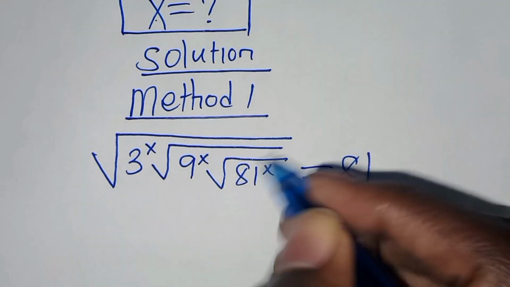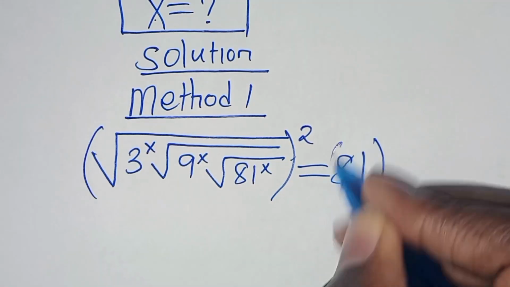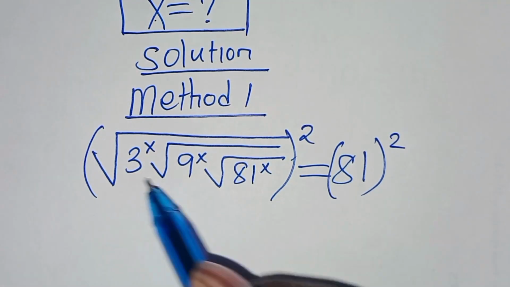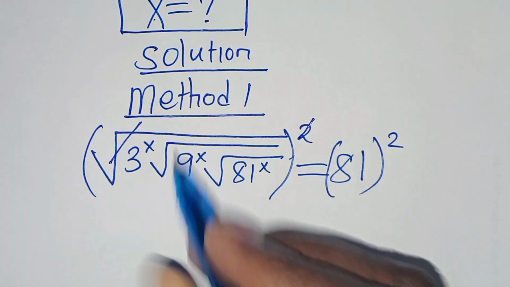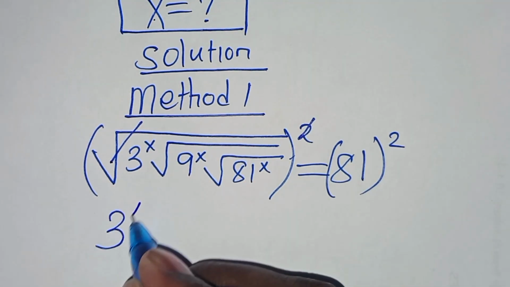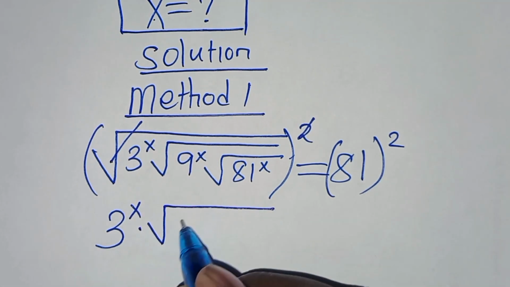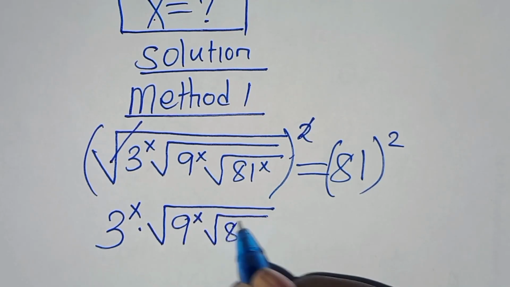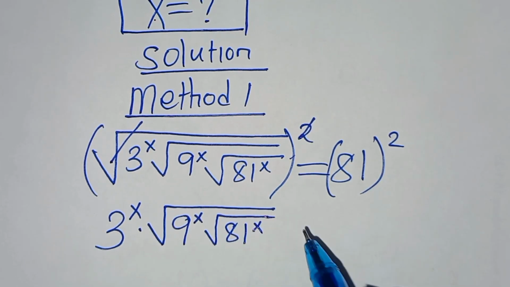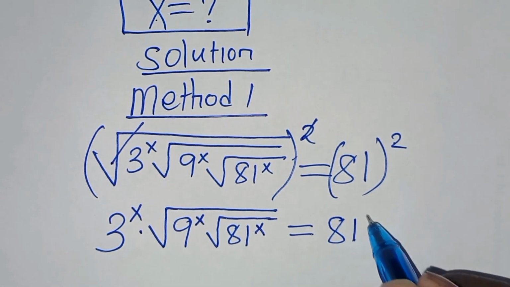So the first thing to do here, let's square both sides. The first thing is to eliminate the first square root sign, so that you'll have here 3 to the power x multiplied by the square root of 9 to the power x multiplied by 81 raised to the power x. This is equal to 81 raised to the power 2.